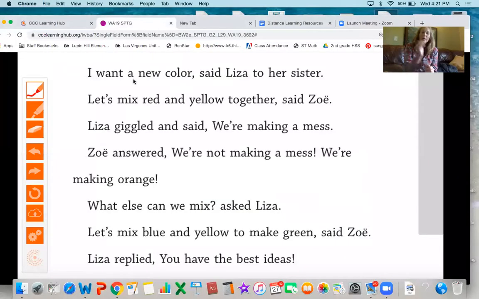Okay, so we have two sisters that are talking back and forth to each other, Liza and her sister Zoe, and they're dealing with some paint, it looks like, with different colors. So here's where our conversation gets started. "I want a new color," said Liza to her sister.